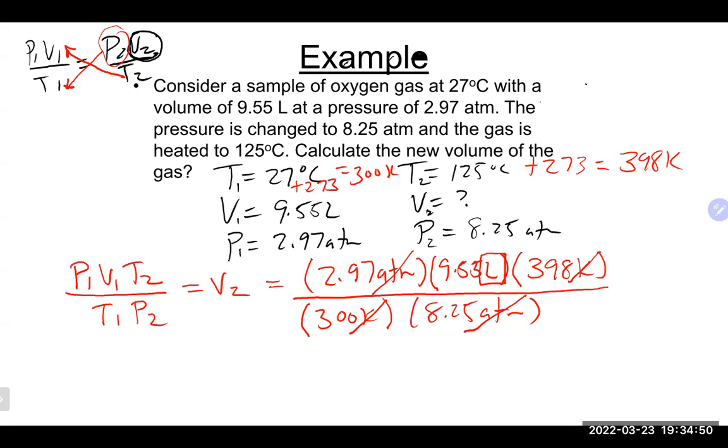That means we take 2.97 times 9.55 times 398 and hit equals. We divide by 300, hit equals, and divide by 8.25 and hit equals. And we're going to end up here with, we'll call it 4.6 liters at that point. Any question on that calculation there?